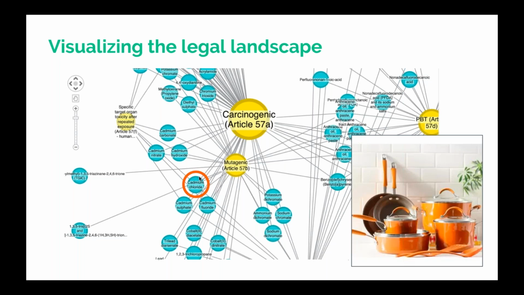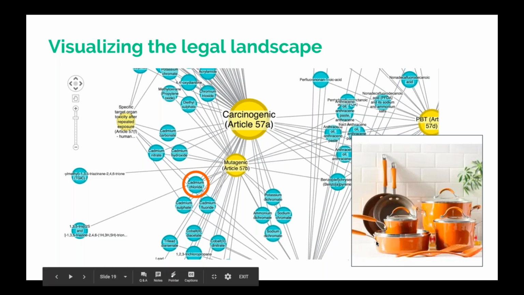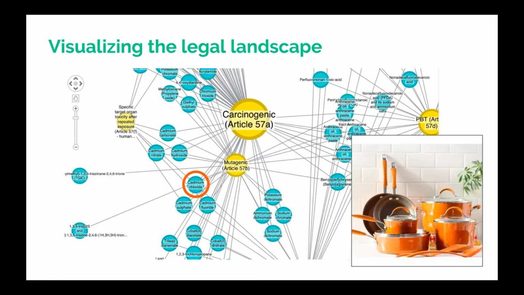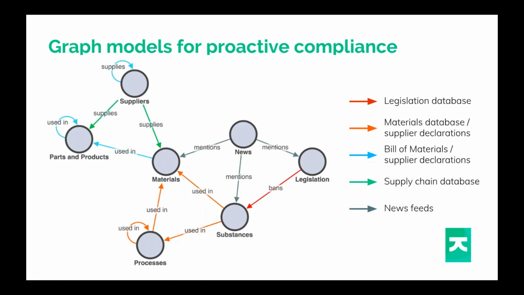So even if you were really well up to date with the legislation, you understood the chemicals, let's say you focused on this one and you figured out that this was used to make orange or yellow dyes, which could be used in your products. If you were a manufacturer of a product which was orange, how do you know if you've got that chemical somewhere in your supply chain? This is where the graph comes in.